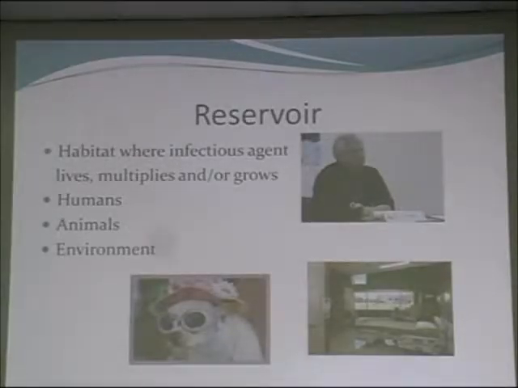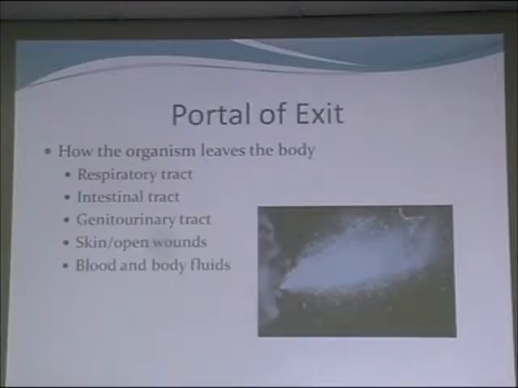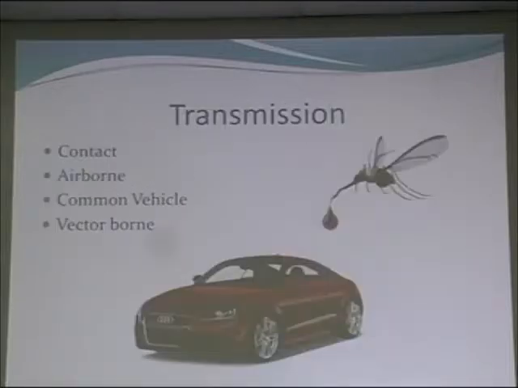Reservoirs. This is the habitat where the infectious agent lives, multiplies, and grows. So it can be human, which is all of us, animals, or the environment. The portal of exit is how the organism leaves your body. This can be done through the respiratory tract, the intestinal tract, the genitourinary system, skin, open wounds, and blood and body fluid. The next one is the transmission, which can be done contact, airborne, common vehicle, or vector-borne.